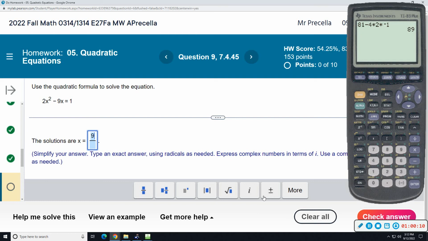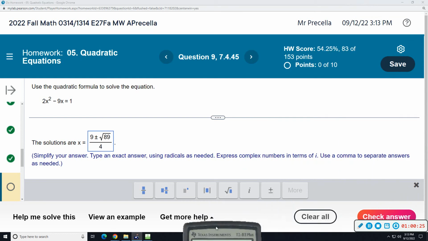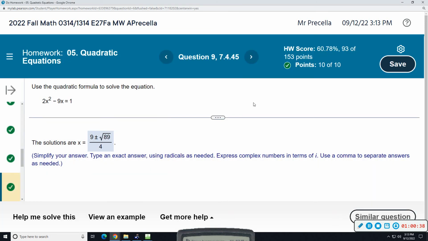As you do the review for the test, you'll see that if there's an i on top, they're going to want you to split it up. So that's one of those notes that I would make as I was doing the review: remember, if there's an i on top, split up. 9 plus or minus root 89 all over 4. Okay. Any questions?